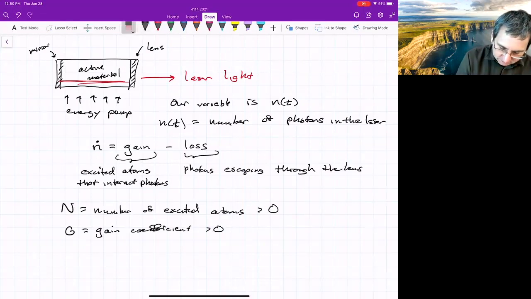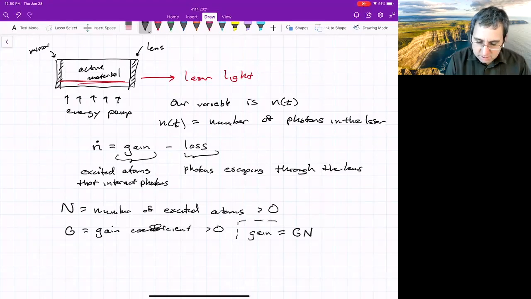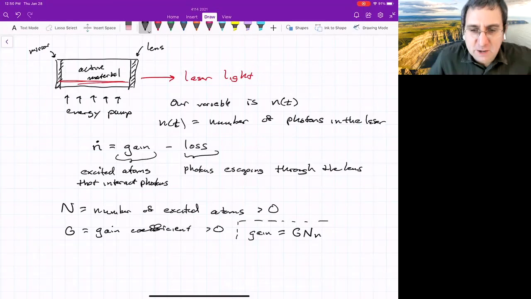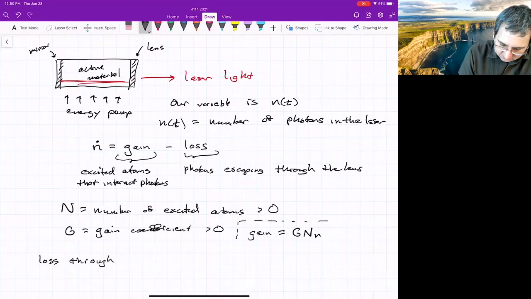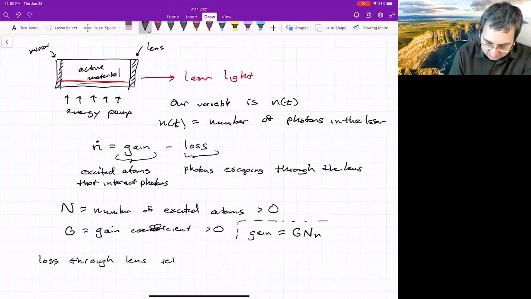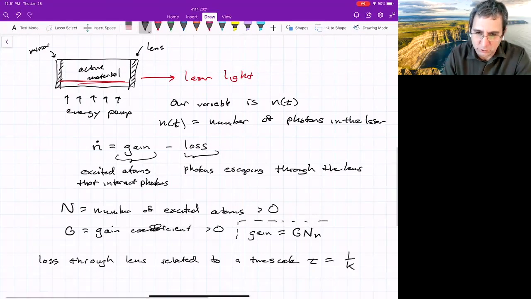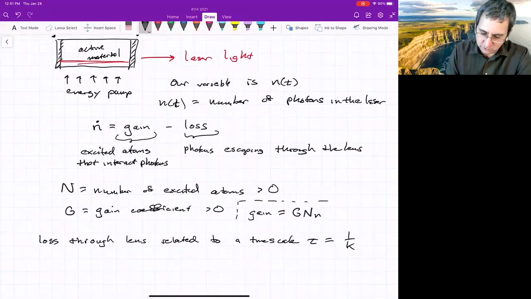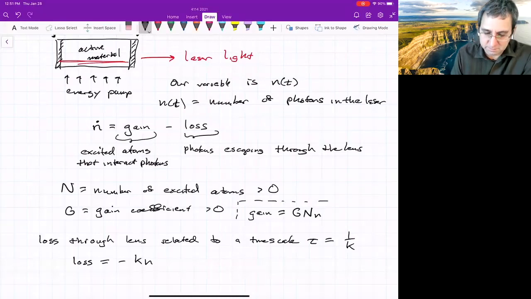So the gain part that I wrote up there is gain equals G times N times little n, the number of photons. There's a time scale related to how the photons exit through the lens. Loss through the lens is related to a time scale, 1 over k. k is the parameter that we'll use. So it's a time scale for photons to escape. We write loss as equal to negative k times n.